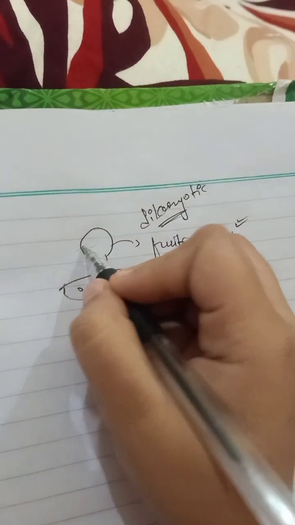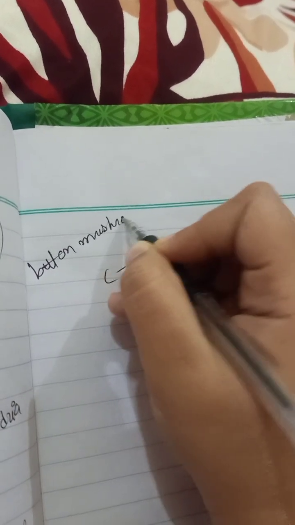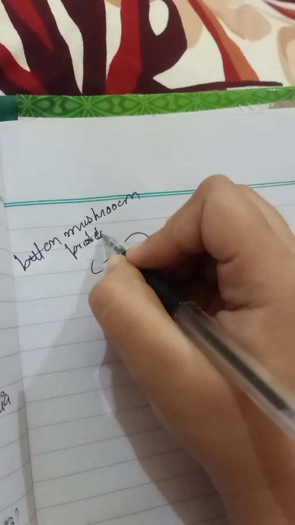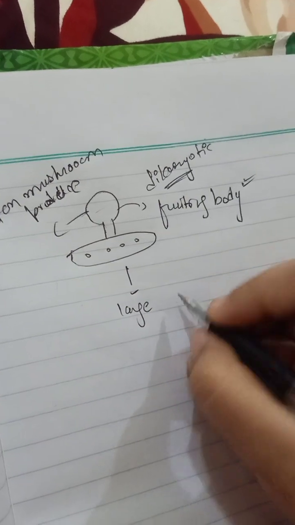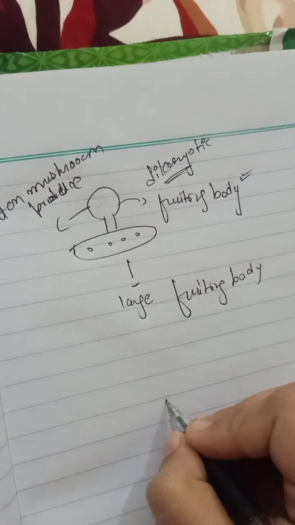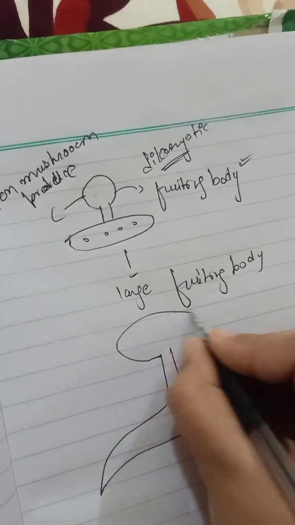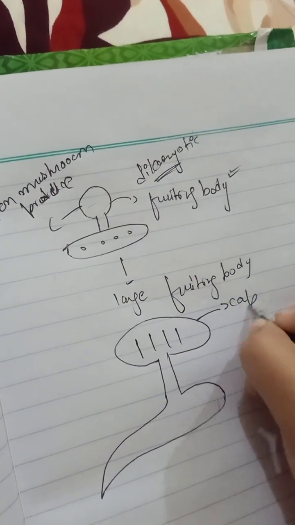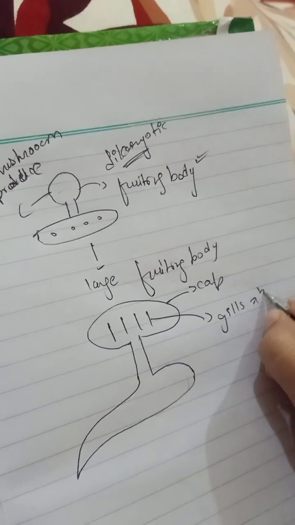This is called a button mushroom. The button mushroom is converted into the large fruiting body, which means like this. This is the large fruiting body. This is called a cap. This is called the gills. These are the gills, which produce the basidia.